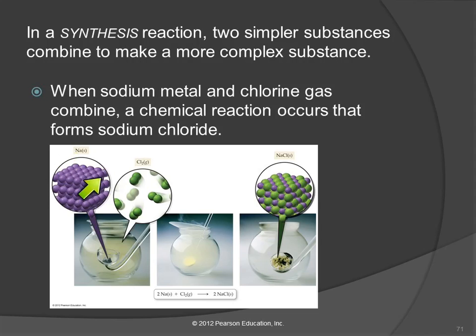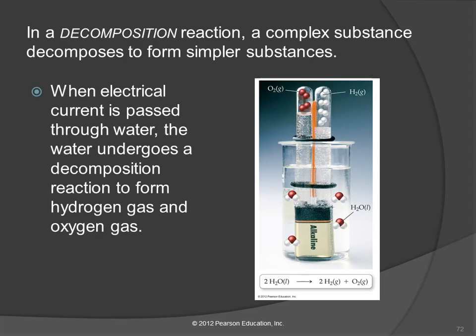So, synthesis reaction, here's an example. Here we've got sodium and chlorine, two substances combining to form sodium chloride. This is a synthesis reaction. What other kind of reaction is it? We have a metal and a nonmetal. Redox, this is also a redox reaction. Many of these reactions can have two different classifications.